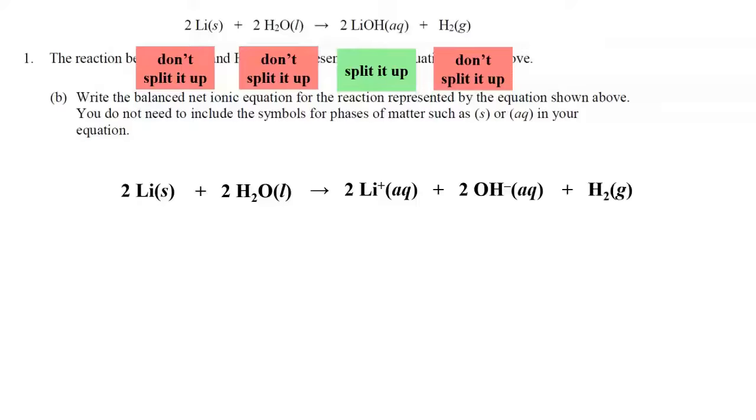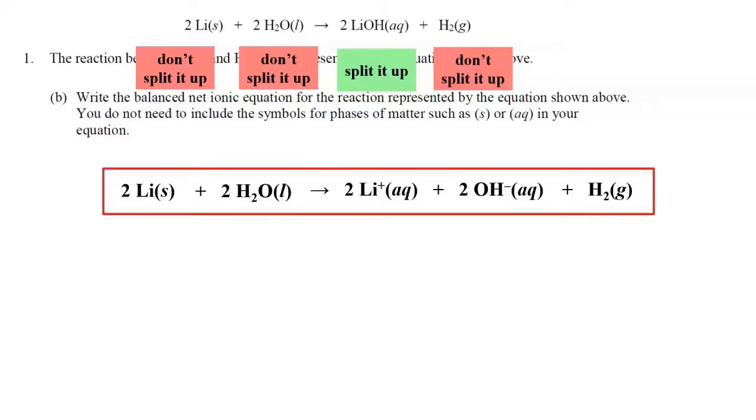Now, normally we would cross off the spectator ions that appear on both sides of the equation, but in this case, there are no spectator ions to eliminate. Everything on the left is going to remain exactly as is, and the only thing we really did on the right side of the equation was simply show that the lithium hydroxide was fully dissociated into separate ions. So that is the answer to part B.